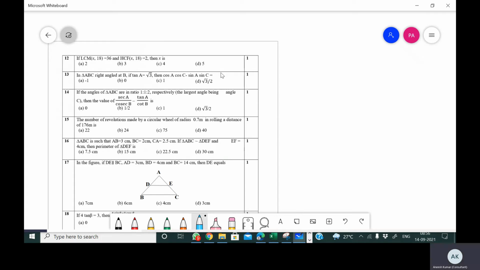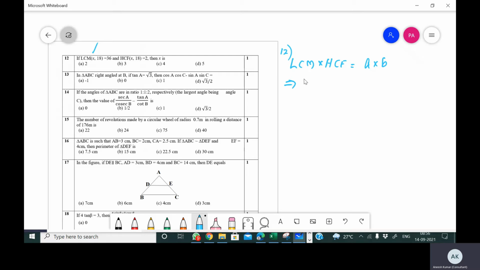The question number 12 is: LCM is given, HCF is given. The first number is missing, that is X, and we have to find out that X, and the second number is 18. We have a relation, all of you know, LCM into HCF is equal to first number into second number. Here LCM is given to us.